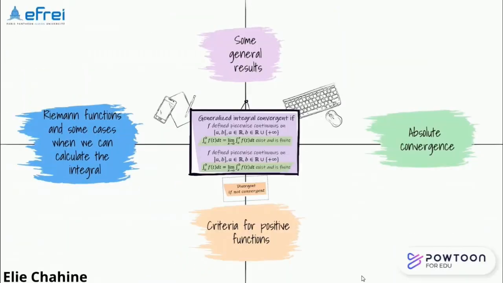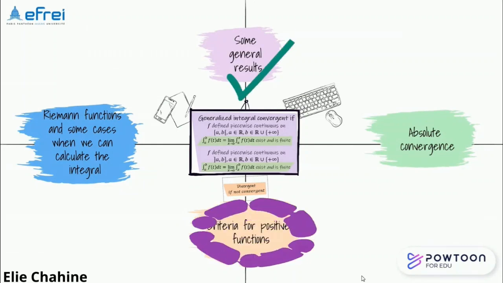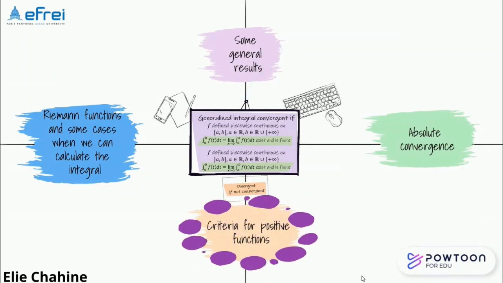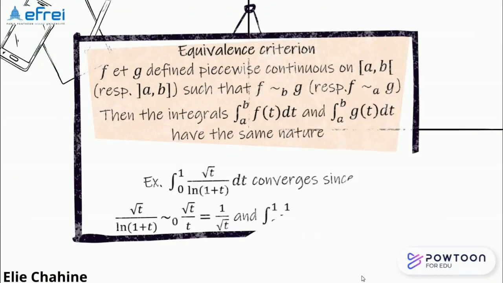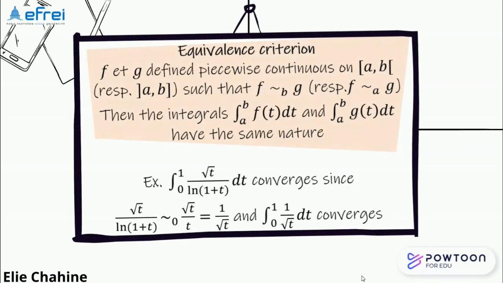Let us now check some criteria for the convergence of generalized integrals of only positive functions. First, the generalized integral on ab of two functions, say both not defined at b, but equivalent about b, are either both convergent or both divergent. As shown in the example, it's very common to use the equivalence criteria to compare with the Riemann functions.